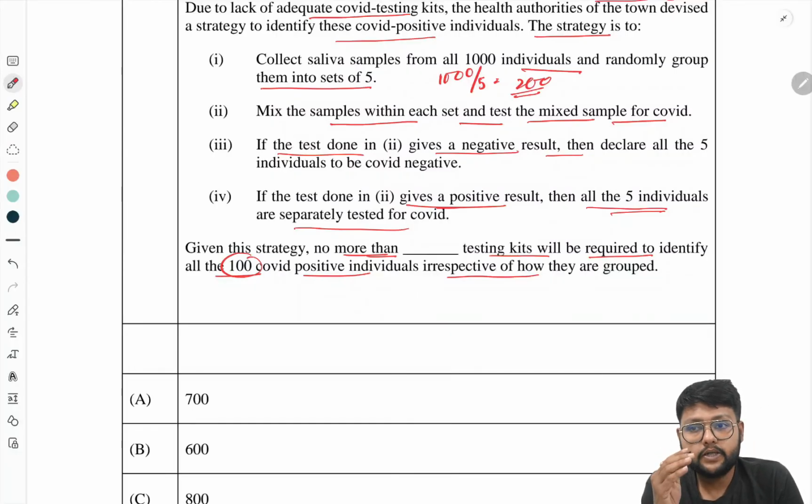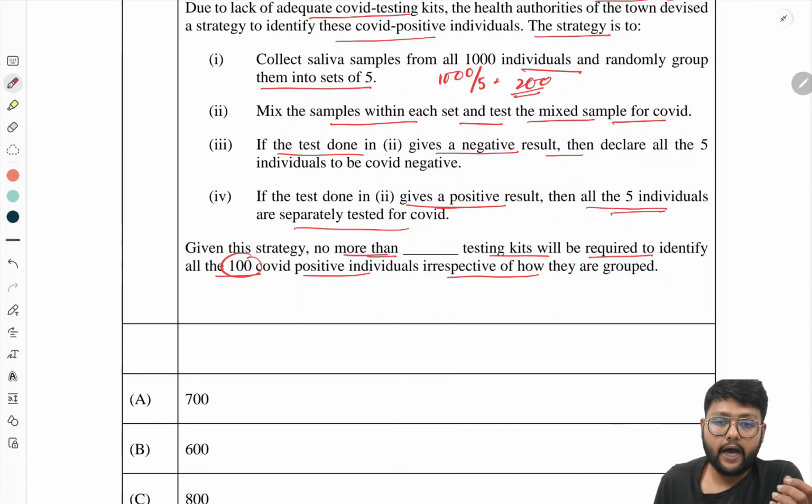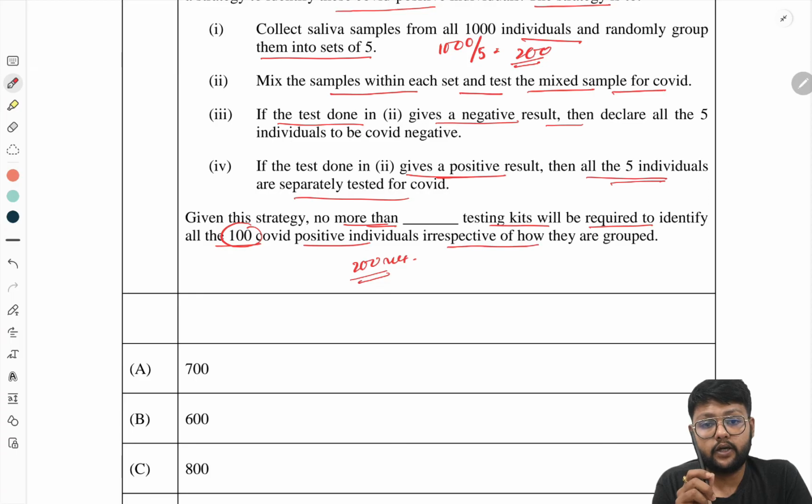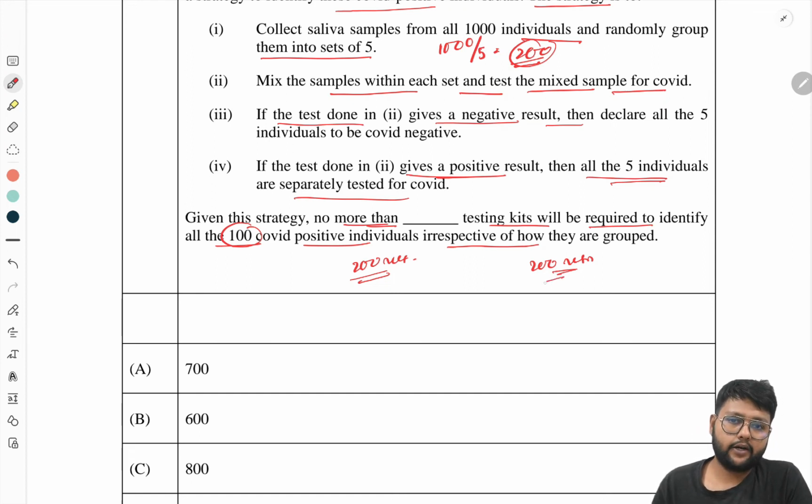The worst case scenario is that 100 out of the 200 sets each have one COVID positive. So in the first stage, 200 kits are required, and 100 sets have a COVID positive.